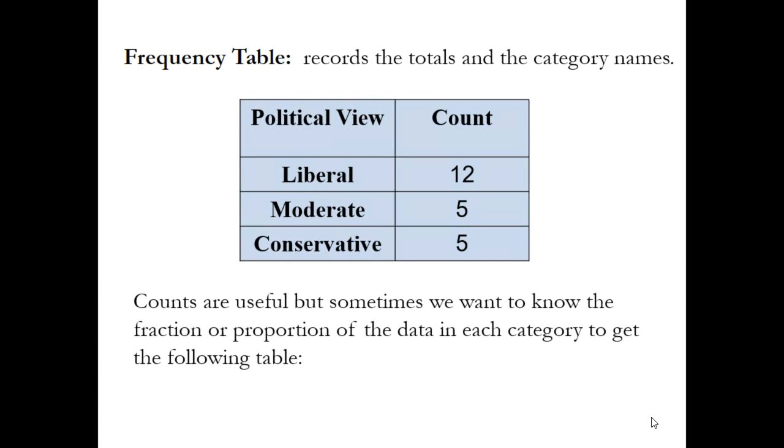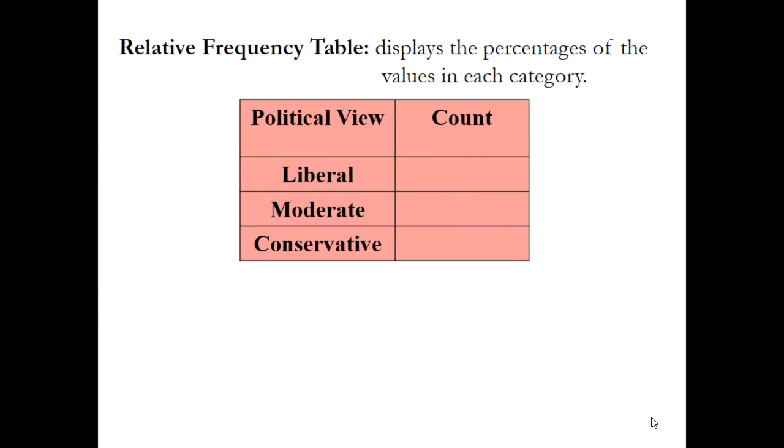These are useful, but sometimes we want to know the fraction or proportion of the data in each category, so we get a different table. That's called the relative frequency table. It displays the percentages for each one. So for liberal, let's make sure we're not going to skip past this, we take the counts and divide by the total number of cases. So we had 12 divided by the total of 22. We need to do 12 divided by 22, and we get 54.5%, or we can just write it as 55%.